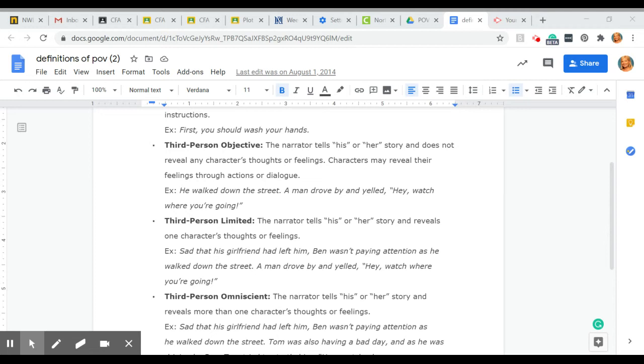The example is he walked down the street, the man drove by and yelled, Hey, watch where you're going. Now you might think this guy was mad at him because he stepped out in front of him. You might think that this guy was annoyed with him because he wasn't following the crosswalk or something. We don't know that. We don't know that for sure. Or he might have just been concerned with this guy, like, hey, watch where you're going.